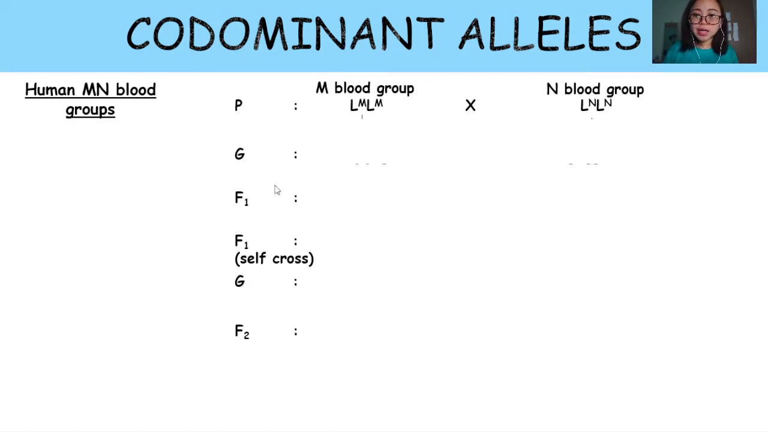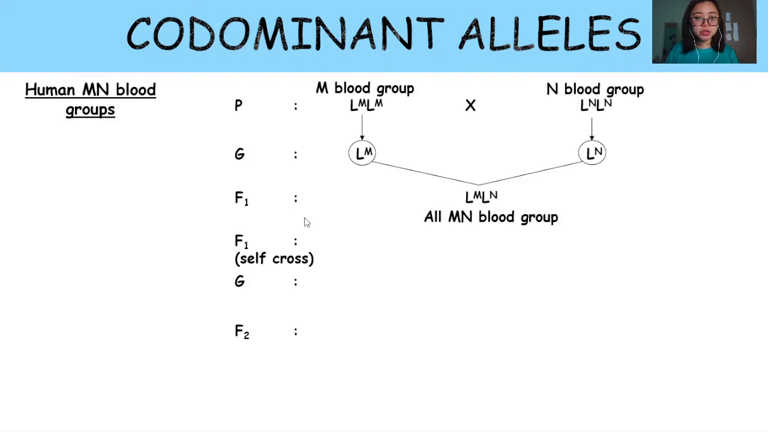Now we take out the gametes. To take out the gametes, since it is homozygous, they only have one gamete each. Okay, so yang parent pertama ini, gamete dia adalah LM dalam bulatan juga. Parent kedua, LN dalam bulatan juga gamete dia. And then we're going to let the gametes fertilize. As they fertilize, they produce the F1 generation. F1 generation semua LM, LN, all MN blood group.